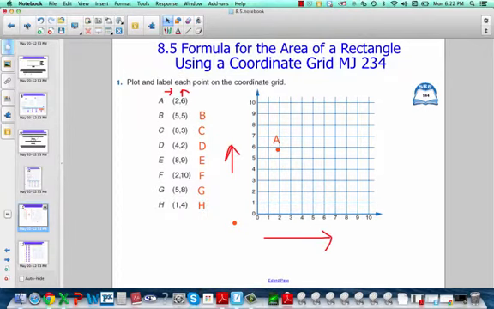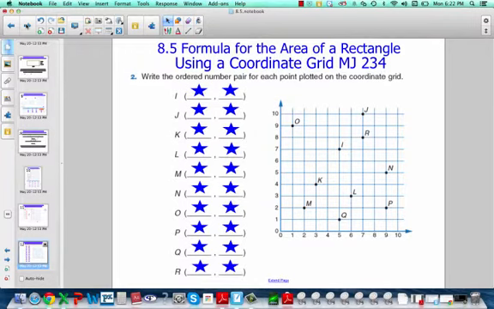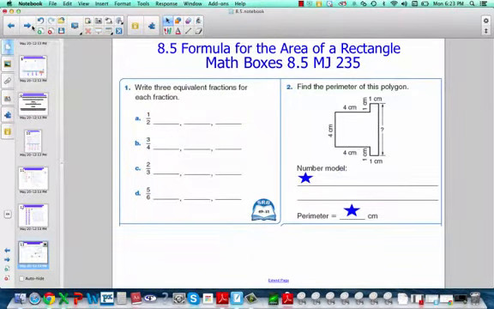Do number 1 and come check, and then do number 2 and come check. I, for example, would be 1, 2, 3, 4, 5 over, and 7 up. So 5 over, 7 up. Then you'll be working on math boxes.